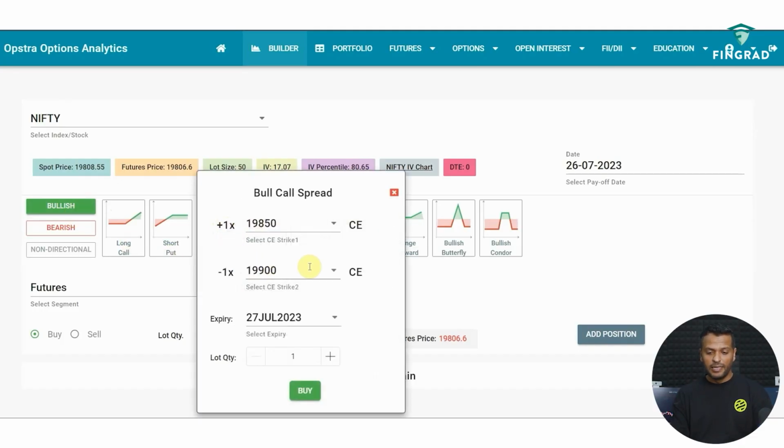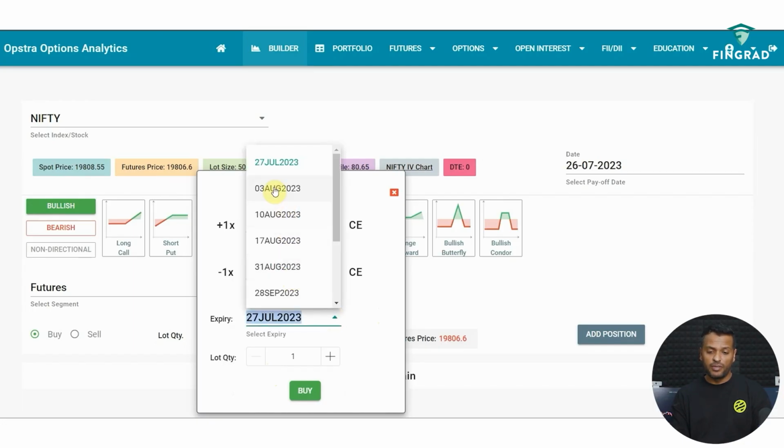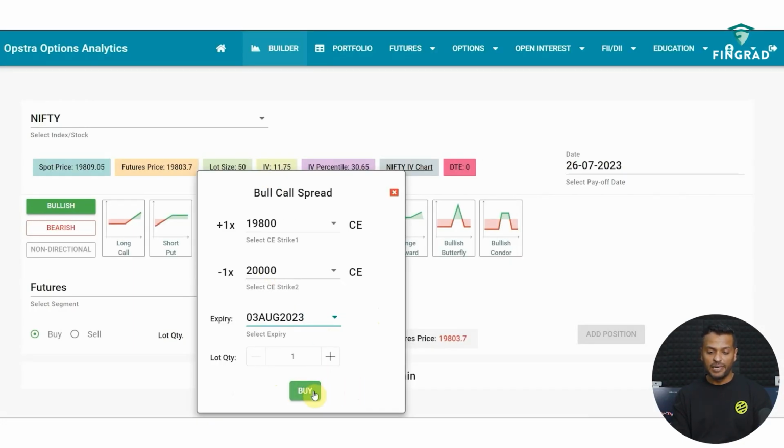So you click on that and you feel, okay, the market right now, the spot price is about the levels of 19,808. So I would say 19,800 call option I buy. And I feel that over the last 2 weeks, the market has been in the range of 150 points to 200 points on a daily basis. So what I do, I write about, say, the 20,000 call option. And I choose the expiry of the coming week, that is the 3rd of August. And I buy this strategy.